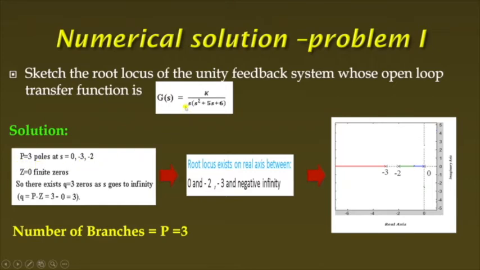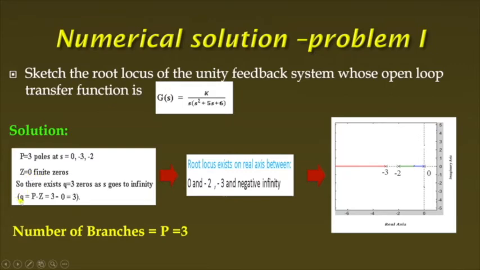We know that if the denominator is 0, that means s into (s square plus 5s plus 6) equal to 0, then you get s equal to 0 and from s square plus 5s plus 6, the roots are minus 3 and minus 2. But if the numerator is 0, there is no s value. That means there is no zero. So z equal to 0. There is no finite zero.